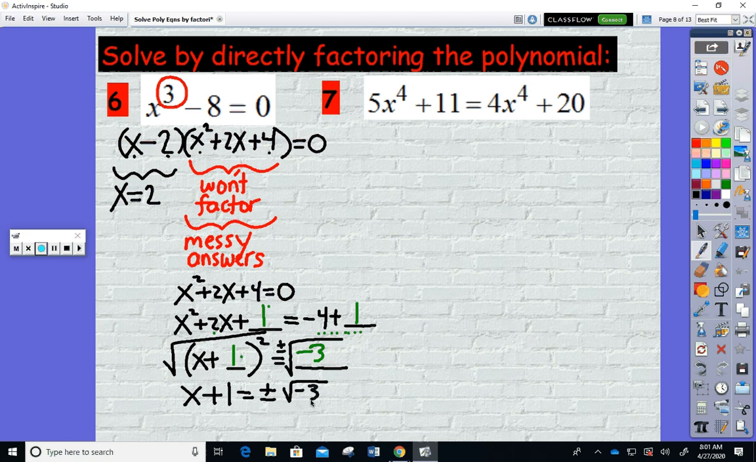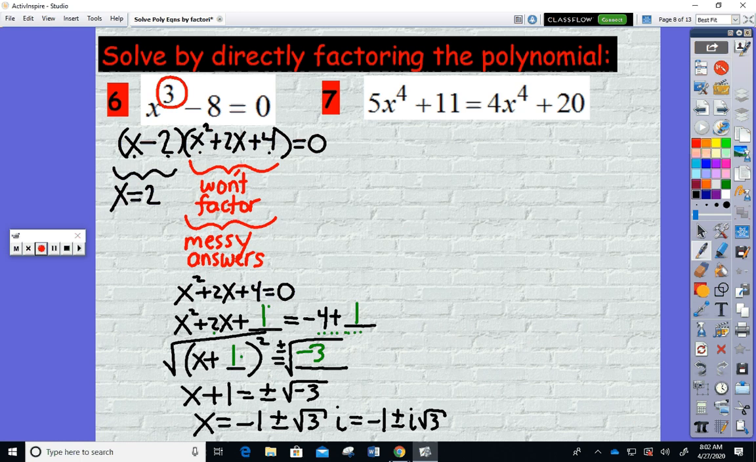So now I've got to do two things. I've got to move the 1, and I've got to clean up the square root of negative 3. So I'm going to say negative 1 plus or minus the square root of 3i. And remember, if you want to write it negative 1 plus or minus i square root 3, you most certainly can. That's an option. In fact, a lot of people like that i first. A lot of times that's what I think you'd more likely see on the computer.